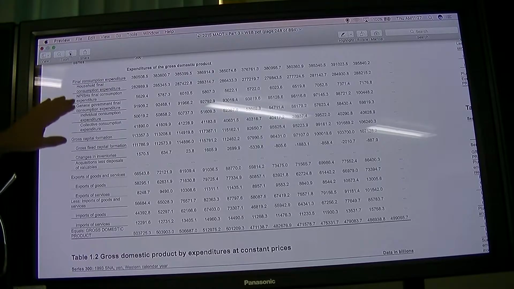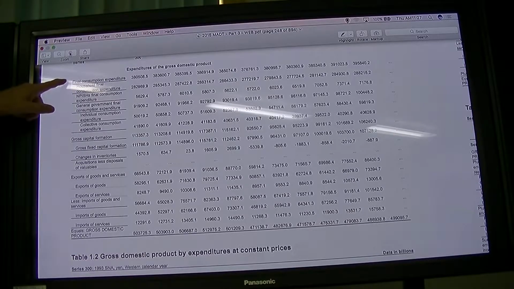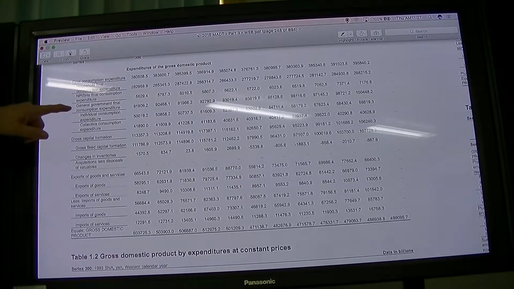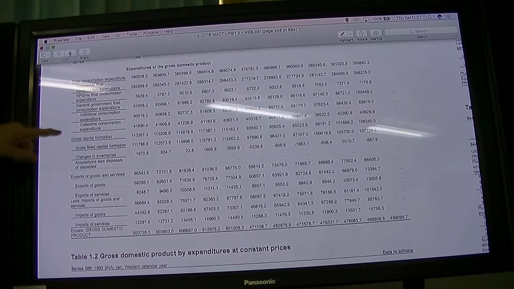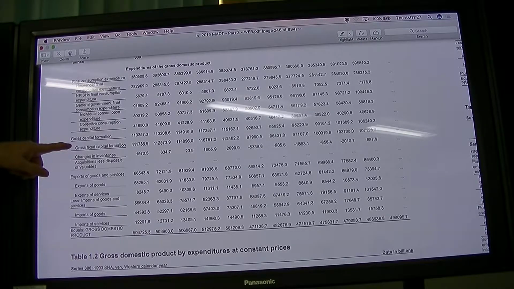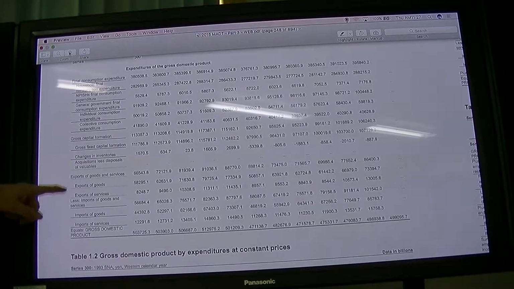What you'll see, there's all of these different figures. This is final consumption, broken up into household final consumption, nonprofits, and government consumption. So this says how much final consumption by the government. Gross capital formation, that's investment, both fixed capital formation and changes in inventory. And then we have exports and imports.